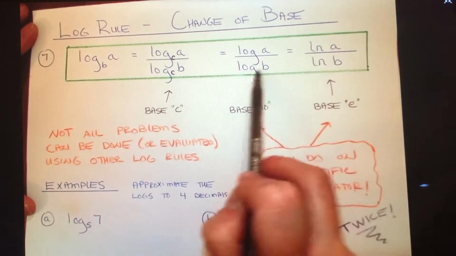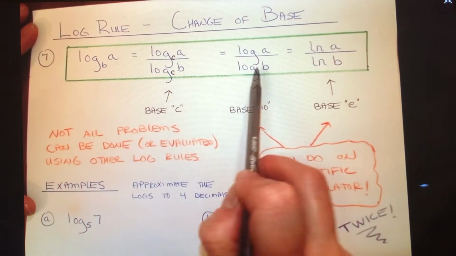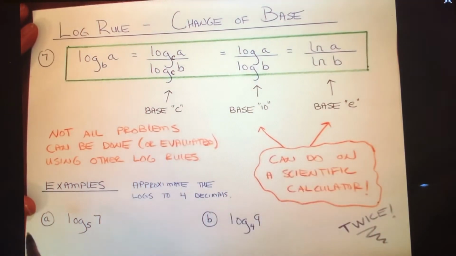The rule has been rewritten here where I've just converted both of these to base 10, both of these to base E. You can use whichever one you want. You'll get the exact same answer out of the calculator.